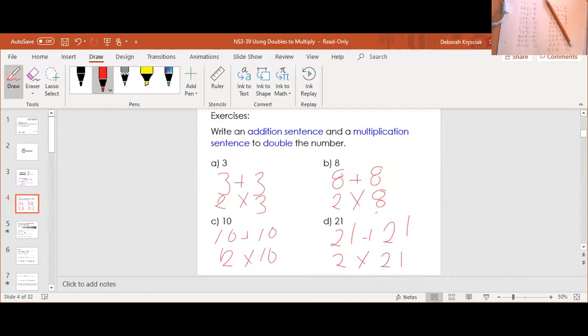Now, it didn't tell me to do the answers to that, but we know that 3 plus 3 is going to be 6. And 8 plus 8 is going to be 16. 10 plus 10 is going to be 20, because those are ones we already know off by heart. 21 plus 21, we don't know that one yet, but I can just double the 10. So the 2's, double that would be 4, and double the 1's is 2. So it would be 42. Okay, we're going to talk more about those bigger numbers in a minute.